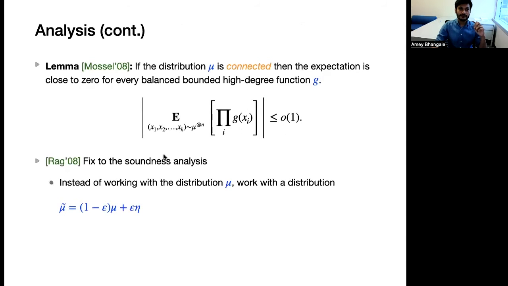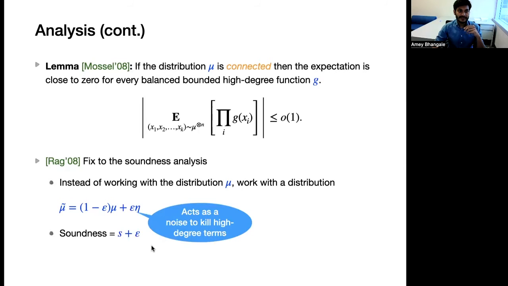And so, in order to control high degree terms in the soundness analysis, here is what Raghavendra did. Instead of working with this distribution mu, which is coming from the SDP, we can work with a distribution which is a slight perturbation of this SDP distribution. So in other words, we sample from this distribution mu, except that with probability epsilon, we sample from another distribution eta. And this distribution eta will be uniform on all assignments, not just the set of accepting assignments. So it's uniform on sigma to the k.